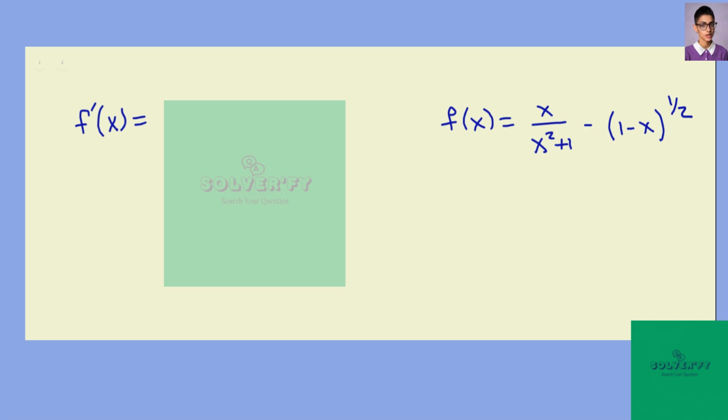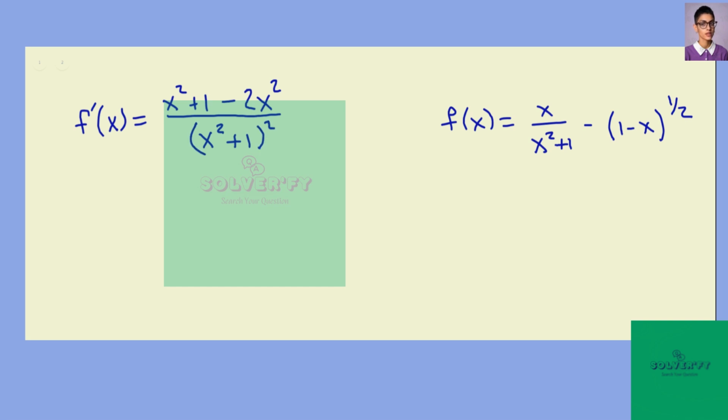So for the first part, I have to use the quotient rule, which is f prime times g minus g prime times f, divided by g squared. So f prime is 1, times g, which is x squared plus 1, minus g prime, which is 2x, times f, which is x, so I'm just going to make that x squared, all over g squared. So g squared is x squared plus 1 squared.